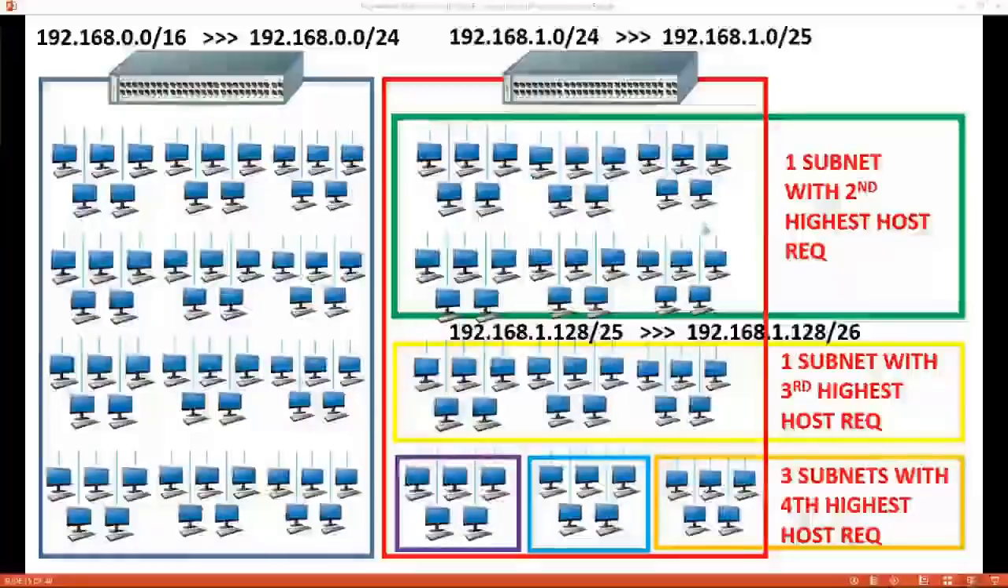Next, 192.168.1.128/25, I can allocate for the third host requirement. Don't get confused about the /24, /25, /26 and why it's changing like that. I will explain everything in a later session, so don't be confused by it for now. For small host requirements and few subnet requirements, you can subnet again and again and allocate it. So this is what happens in subnetting.